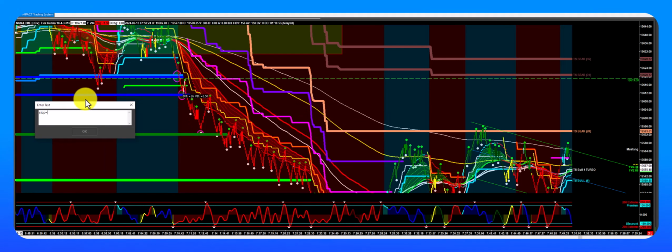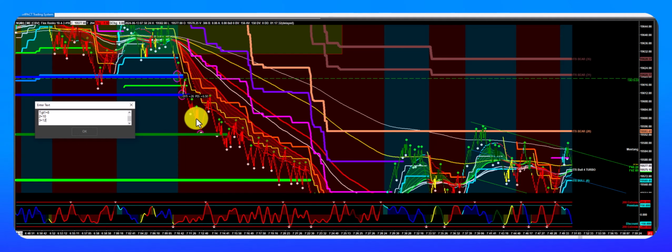Stop equals 12 points. Okay, target 1 equals 8. Target 2 equals 10. Okay, target 3 equals 12 points. This is the most important point. All these numbers that you're setting up in your ATM has to do with where the fractal or the line is. Okay, not where you enter the trade.